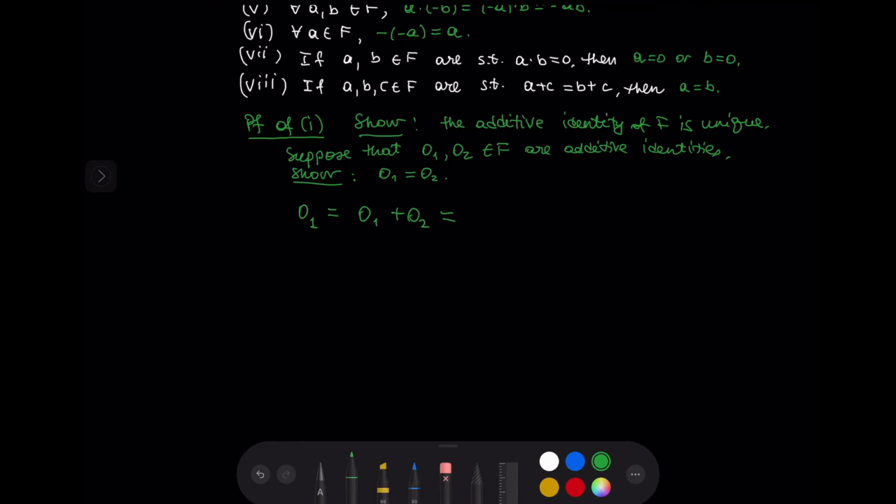But by commutativity, it is 0_2 plus 0_1. And we know that 0_1 is an additive identity. So when we add 0_1 to 0_2, we do not change anything. So therefore, this is equal to 0_2. So hence, 0_1 is equal to 0_2. And this is how we prove that the additive identity is unique. So I leave it as an exercise to you to prove that the multiplicative identity is unique. The proof is very similar. So QED.